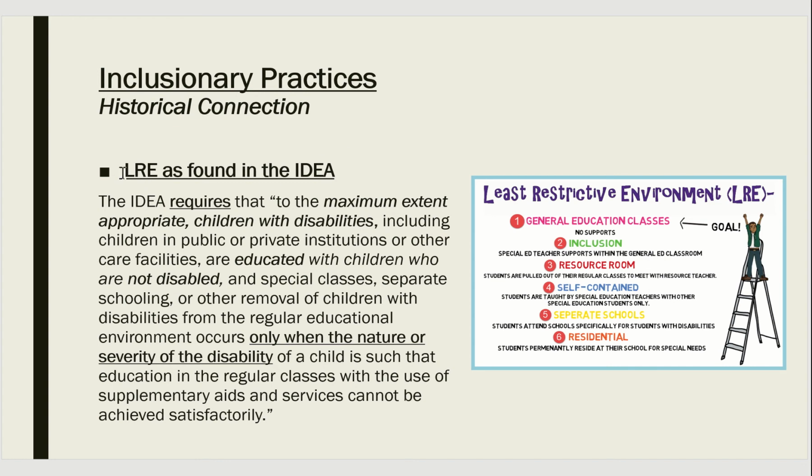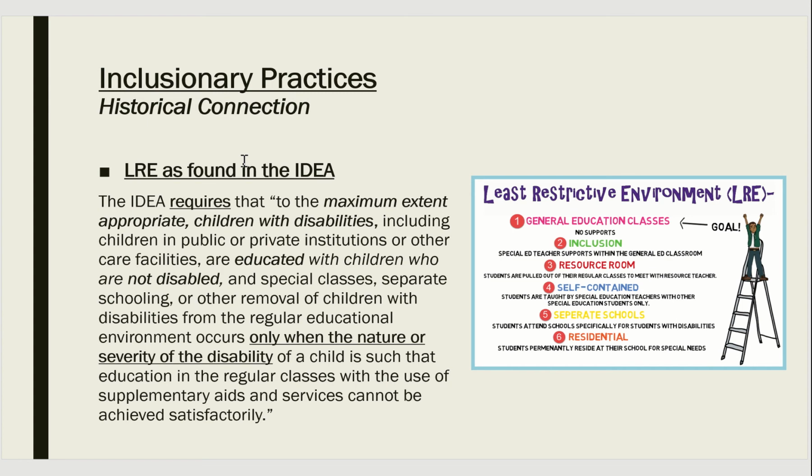I want to go into LRE, and this goes back to what came out in 1990, but the least restrictive environment is defined by the Individuals with Disability Education Act. And I want to read through this, and I really want to talk about what this means. It says, the IDEA requires that to the maximum extent appropriate, children with disabilities, including children in public or private institutions or other care facilities, are educated with children who are not disabled, and special classes, separate schooling, or other removal of children with disabilities from regular education environment occurs only when the nature or severity of the disability of a child is such that education in regular classes with the use of supplementary aids and supports and services cannot be achieved satisfactorily. So really, that's big, and it's big in a lot of different ways.